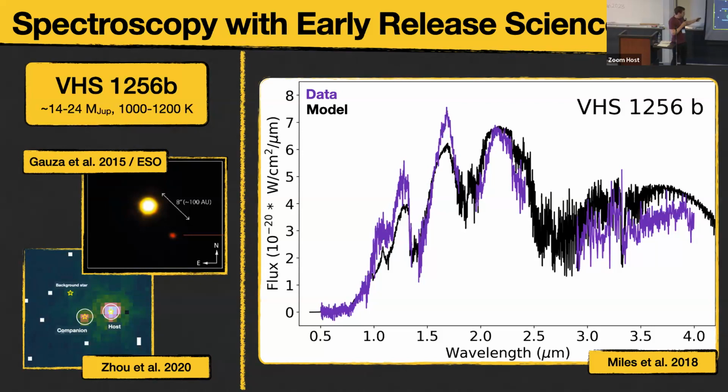So one great thing about VHS is it's separated from its host star at about 8 arcseconds. It means we don't even need to worry about the star. We can just put the spectroscopic IFU or slit directly on the object and start to characterize it across JWST's full wavelength range. So on the right here, this is what we had before JWST for VHS 1256b.